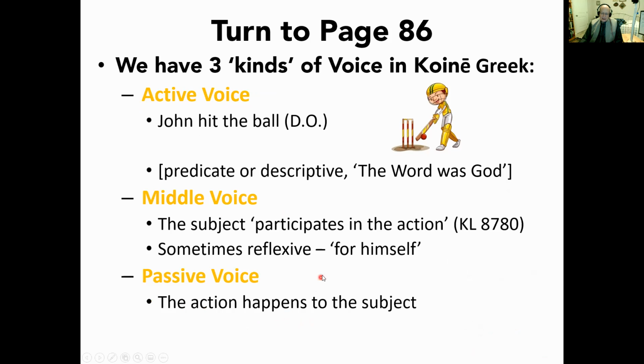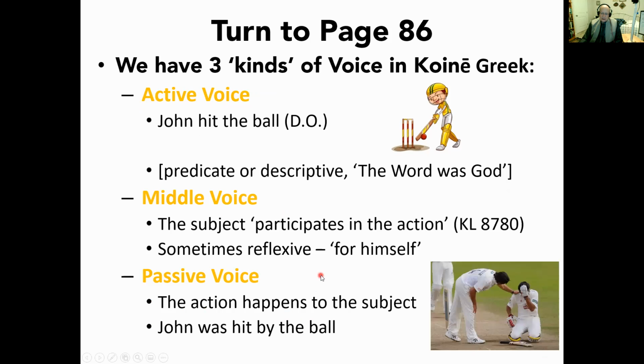In the passive voice, the action happens to the subject. John was hit by the ball. He was batting. Somehow it was a spinner or the bowler threw a bad pitch and it hit John in the head. John was hit by the ball. This is what we call passive voice. And we actually usually have to have by something because we don't know what it was that actually hit John. John didn't do this action. He didn't initiate it. He was hit by the ball.